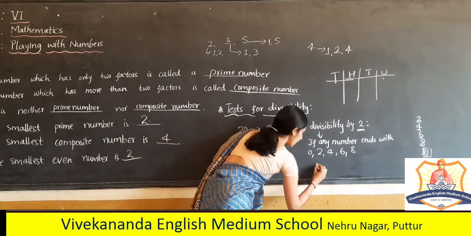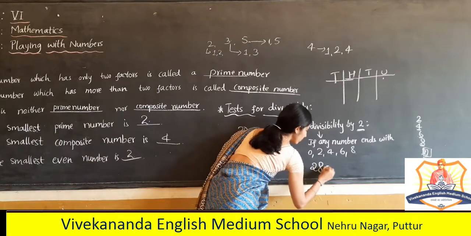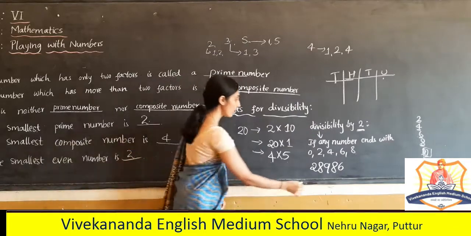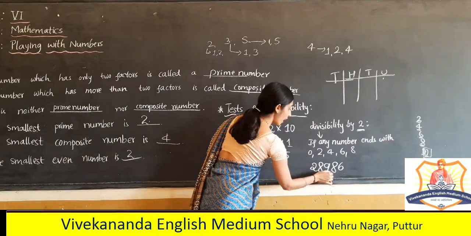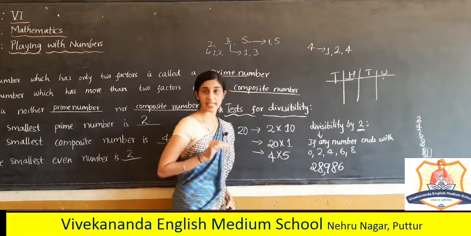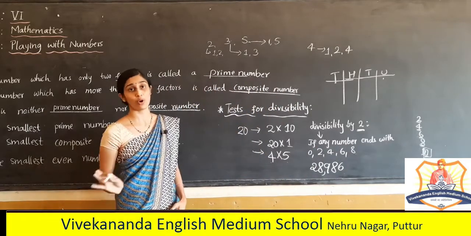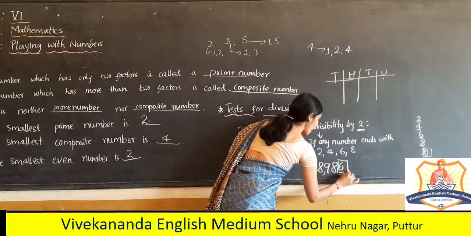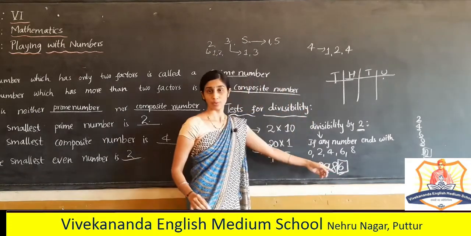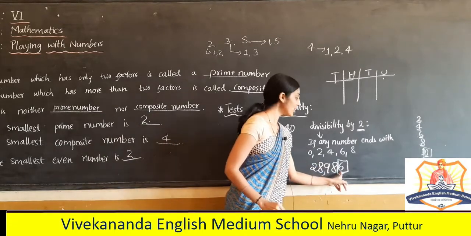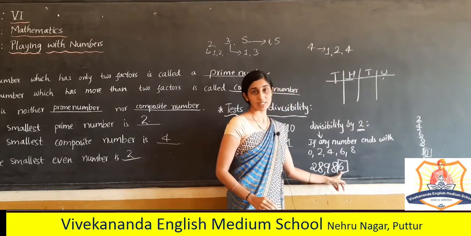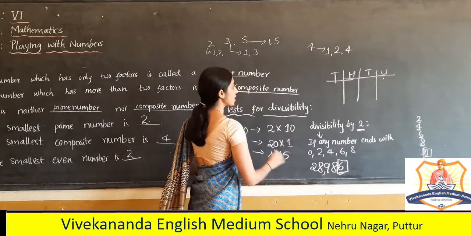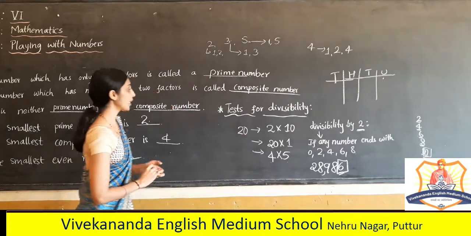So, if I take a number, can you check whether 28,986 is divisible by 2 or not? Easily you can say. Yes, of course, it can be divided by 2 because in its units place it has got the number 6, which is an even number. Right, okay.